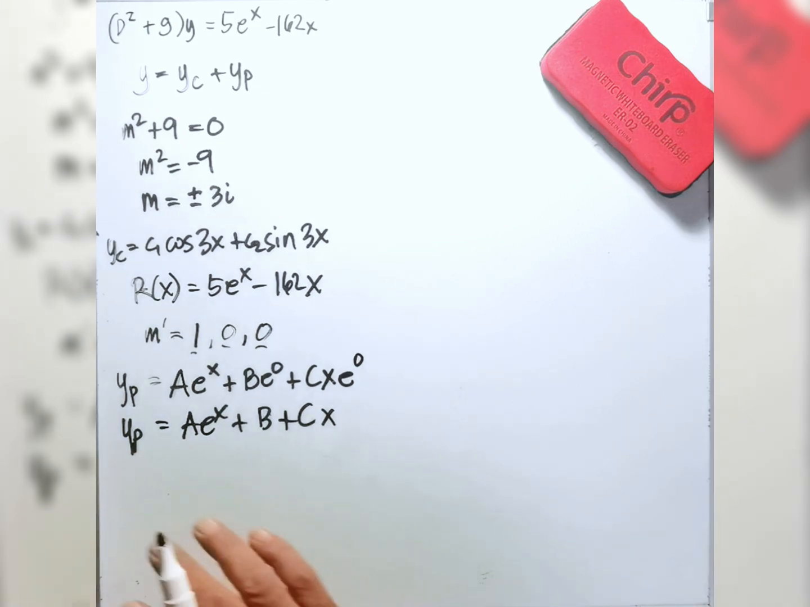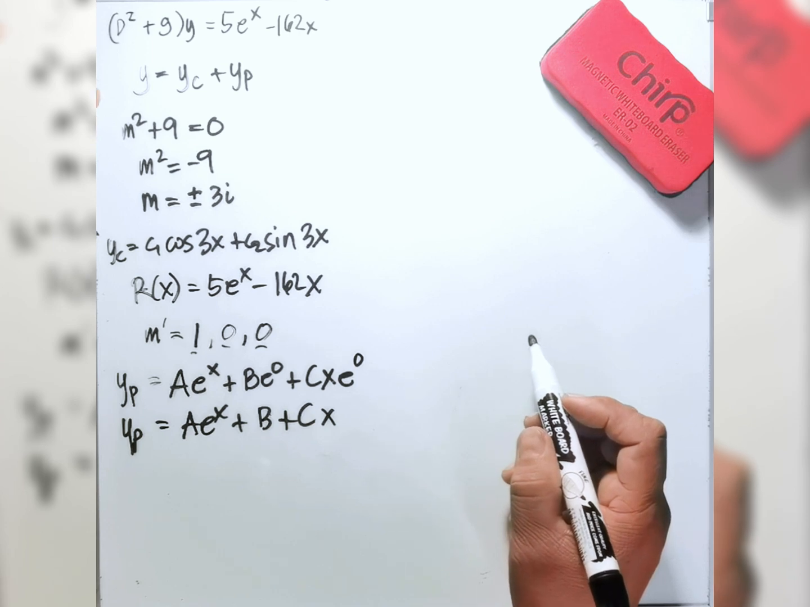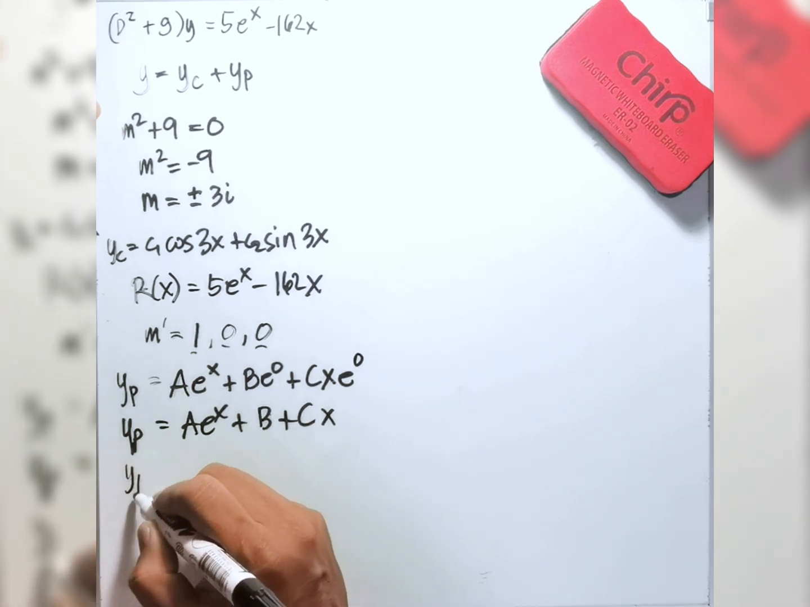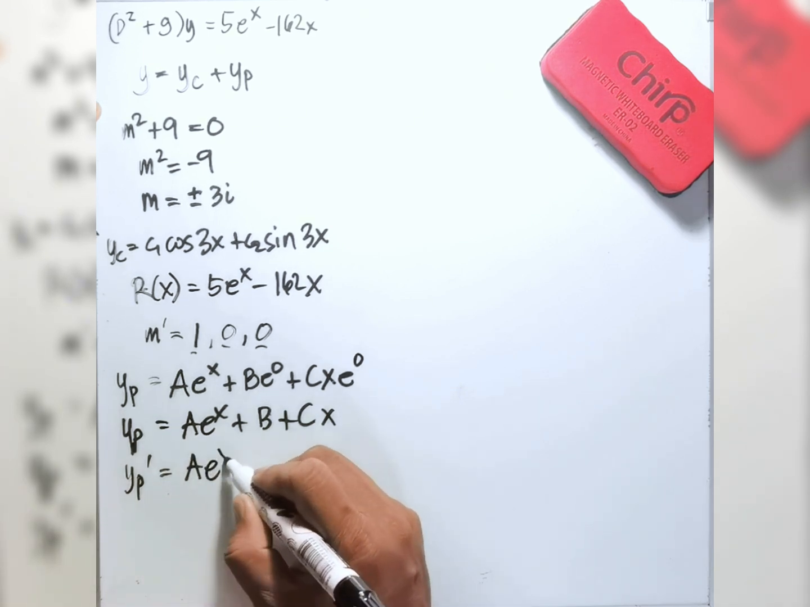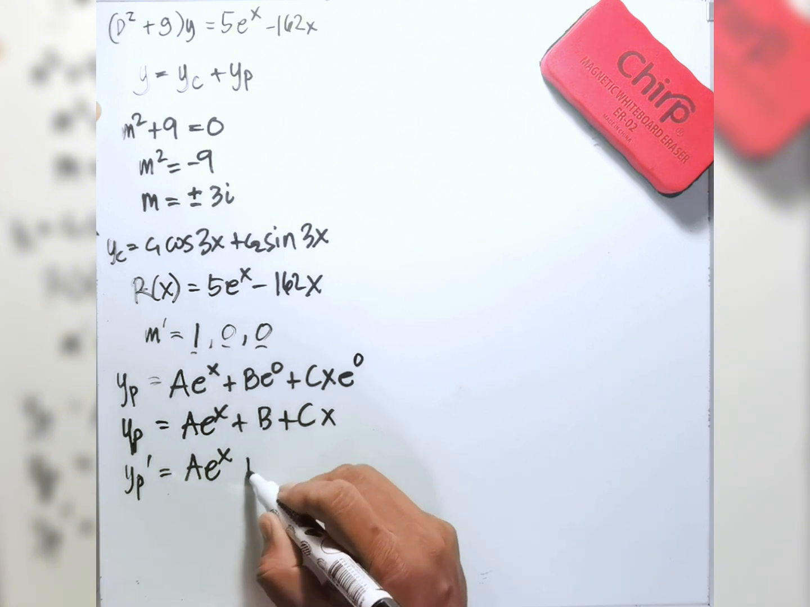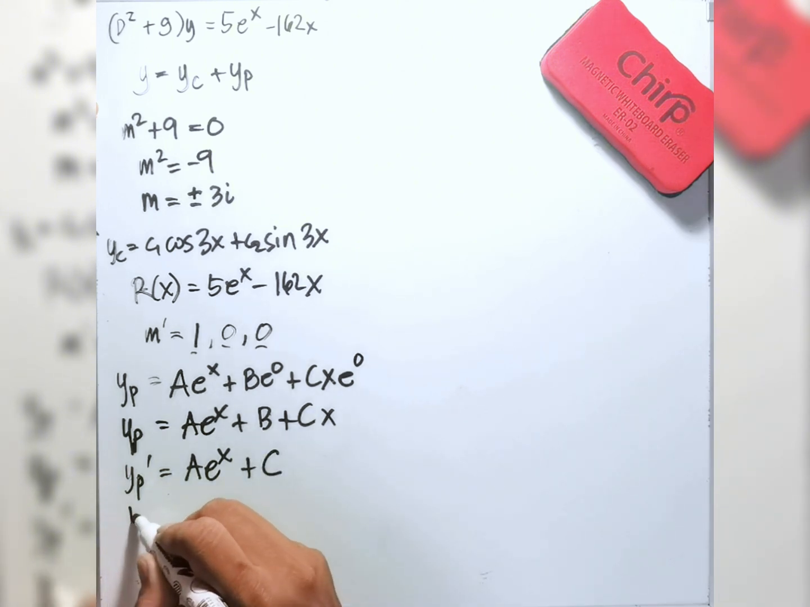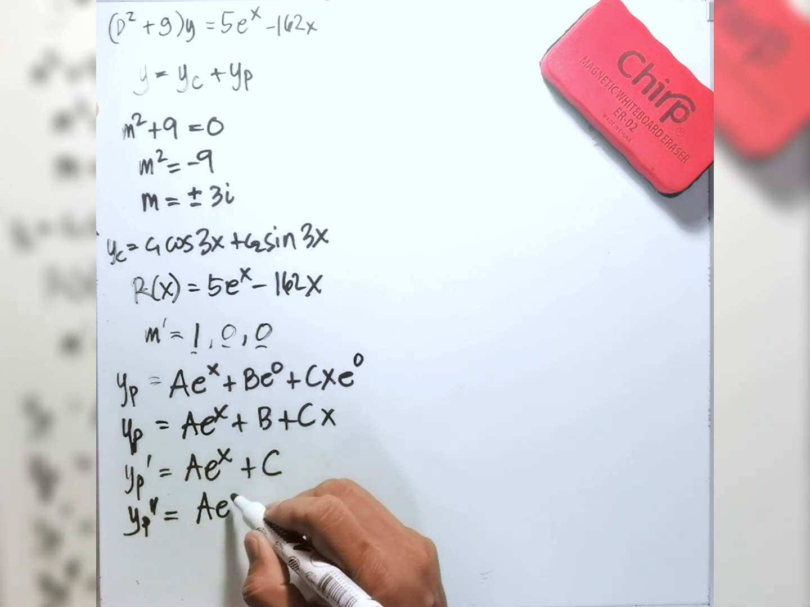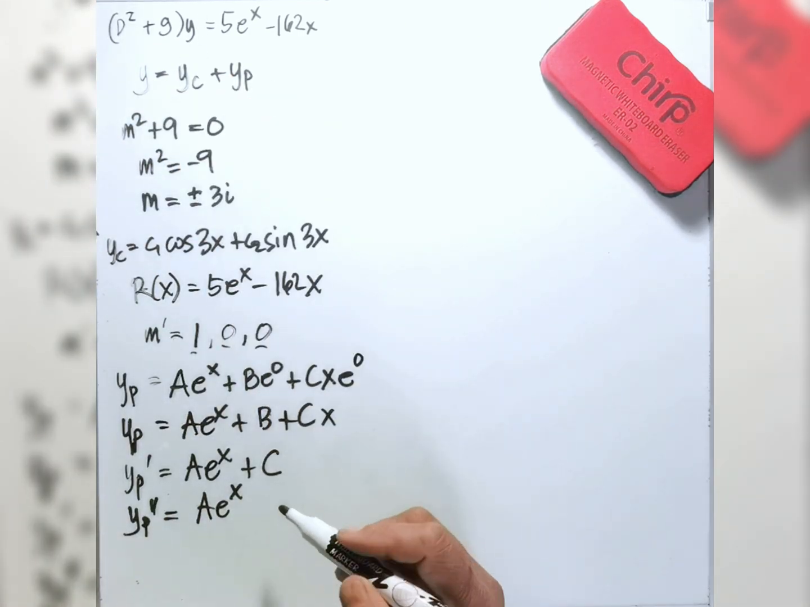Next we are going to substitute y sub p into the original differential equation, but we need to find first the second derivative of this. The first derivative of y sub p is A e to the x plus 0 plus the derivative of Cx, which is C. And then y p double prime, the second derivative, is A times e to the x plus 0.